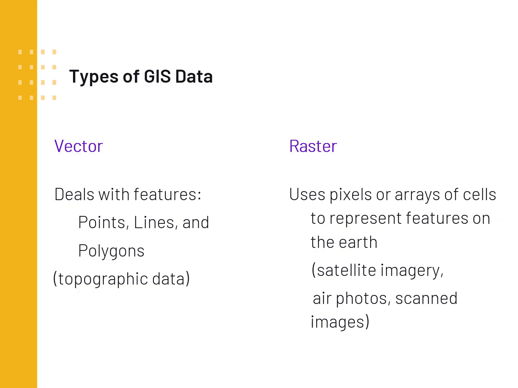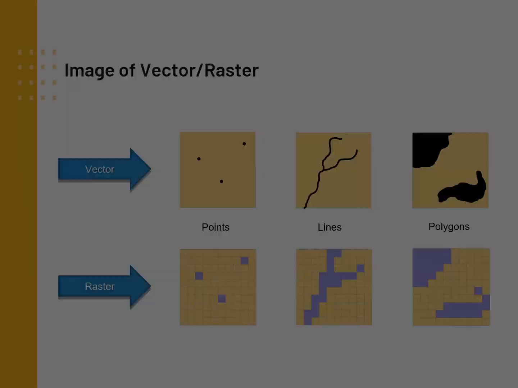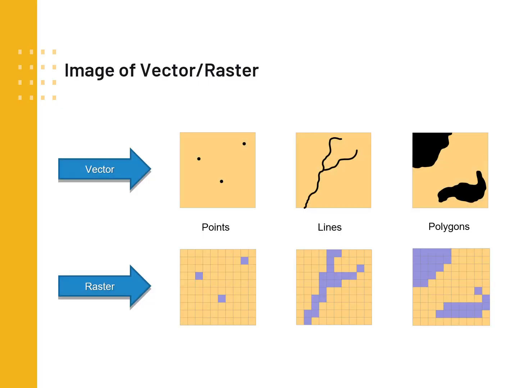Raster data, on the other hand, uses pixels or arrays of cells to represent features on the Earth. This is most common if you look at satellite imagery, air photos, or scanned images. So here's a diagram showing how data could be represented either in the vector data model or the raster data model. You can see at the top is the vector data model, where everything would be represented either as points, lines, or polygons.